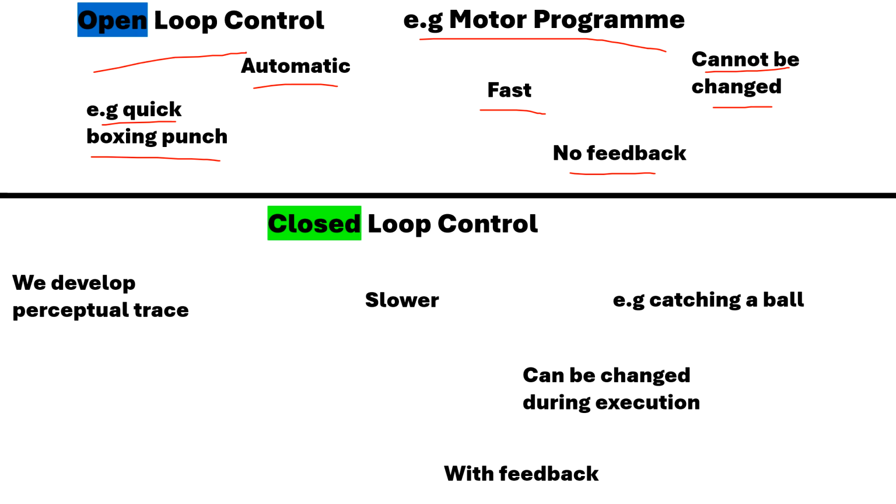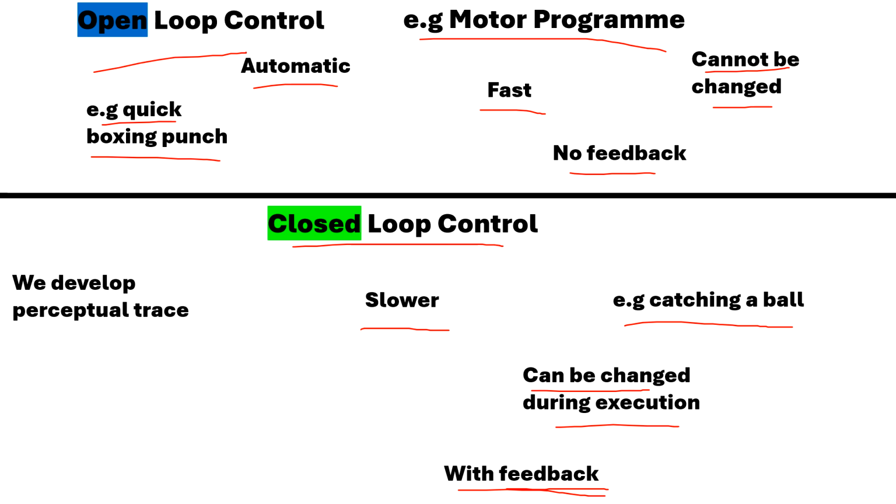Compare this with closed loop control, where because it's slower, we can change during the execution because we can use feedback. So for example, if you're about to catch a ball, you don't immediately grab the ball. In most cases, if it's coming from afar, you're going to be looking at the ball and adjusting your hand position and your leg position in order to catch it. So the feedback is the movement of the ball coming towards you.